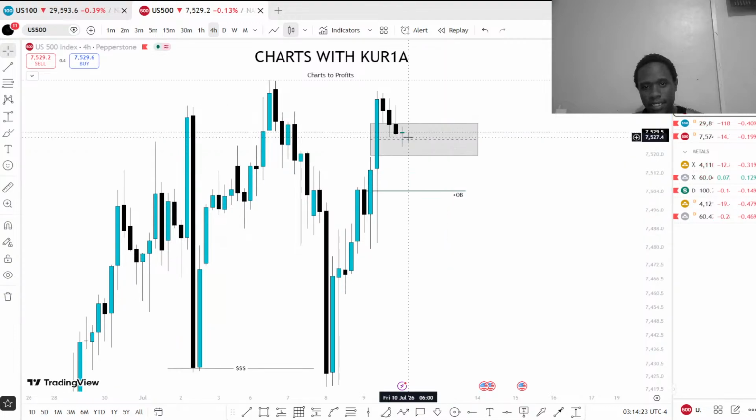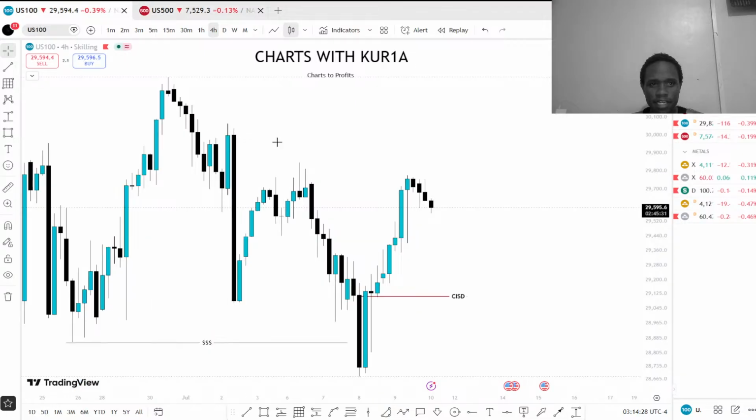We are already retracing into that imbalance, so it's that easy for today. It's really that easy, and we do not have any high impact or medium impact news. So I will just be trading looking at time.